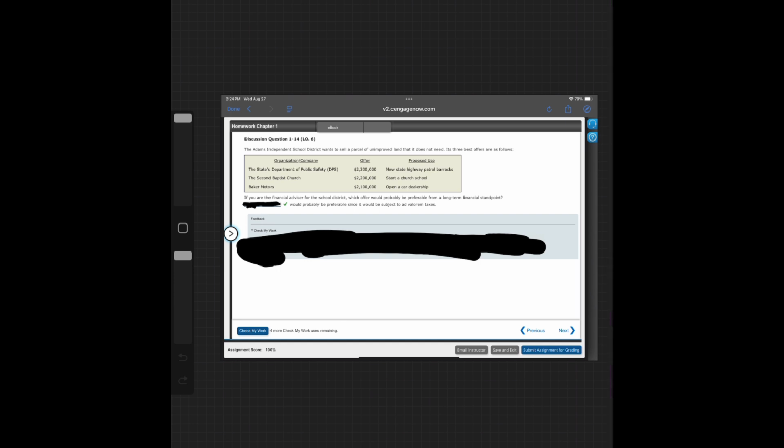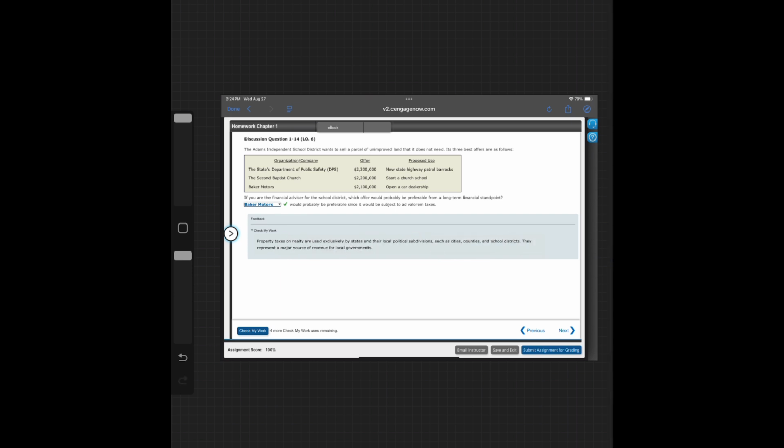When we talk about ad valorem taxes, that has to do with property taxes. So essentially, we're going to go with Baker Motors. And the reason why is the property tax is better than the other options. Even though the offer is slightly less here, the property tax is better than the other ones. It's easiest to explain. It explains it right here.